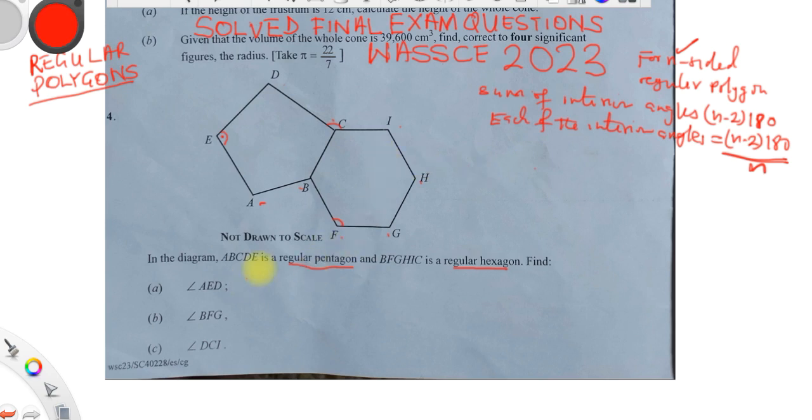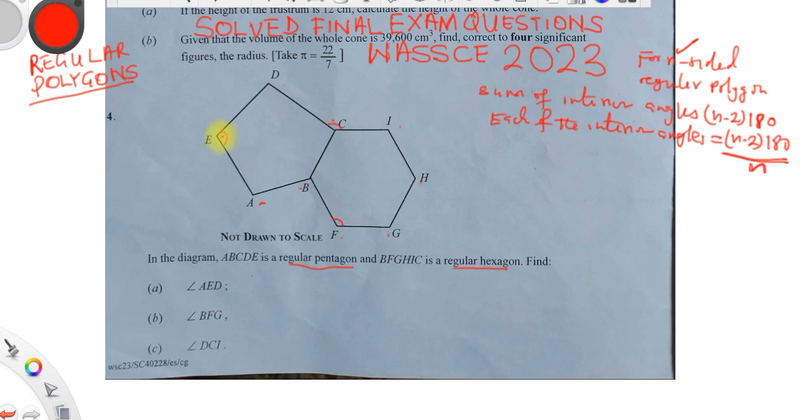So this question first says a regular pentagon. What is a regular pentagon? A pentagon is a regular polygon with 5 sides. And a hexagon is a regular polygon with 6 sides. So this one is the pentagon: 1, 2, 3, 4, 5. And this is the hexagon. They have a common side. 1, 2, 3, 4, 5, 6 sides.